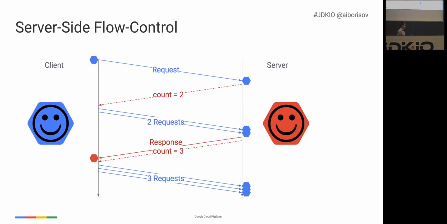And of course, with bidirectional streaming, you can have client and server-side flow control at the very same time.